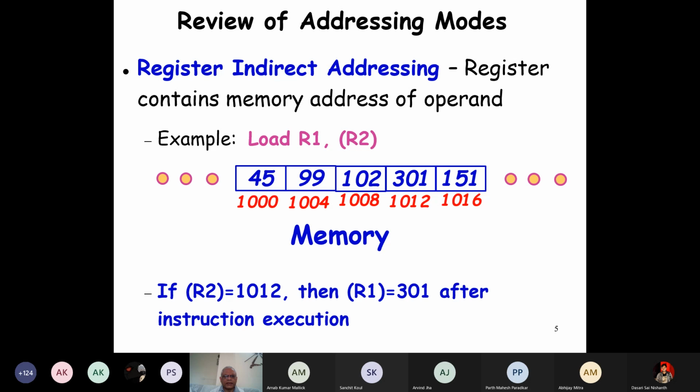R2 contains the memory address of the operand, and there is an indirection, and this is the register indirect addressing mode. And again, let's take an example. If R2 is 1012, the contents of R2 stores 1012, that means the operand is present in memory location 1012. And therefore, R1 will contain 301, which is the data present at memory address 1012. The content of R1 will become 301 after the instruction execution.